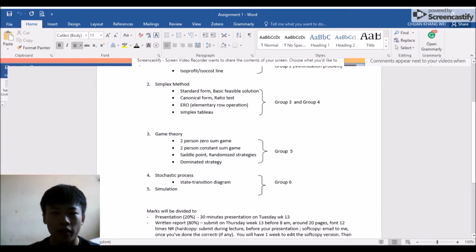By having this, we are going to perform a ratio test. After we perform the ratio test, 11 divided by 3 for S2 and 5 divided by 1, we get 11 over 3 and 5. The smallest value of the ratio test will be determined as our pivot point.